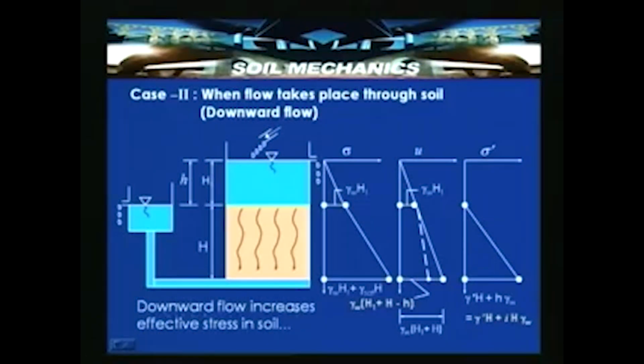So, downward flow increases the effective stress in soil, that is what we have seen. That means because of the frictional drag, these particles will be pushed to denser positions. In the process, more and more effective stress is generated because of this decrease in the pore water pressure. The total stress remains the same, but the decrease in pore water pressure occurs because of the loss of energy when the water tries to flow through the soil.